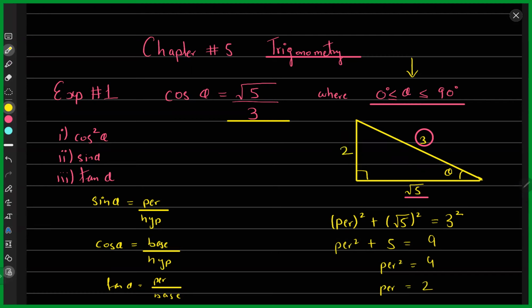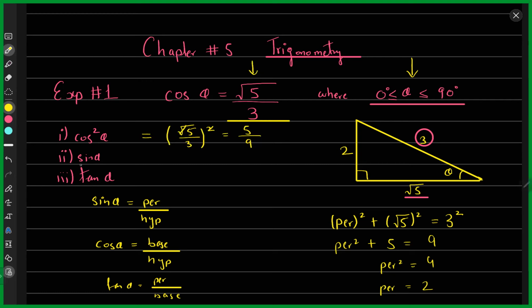Now you can easily solve all these parts. You can find cos square, sine theta, and tan theta. In order to find cos square theta, you're just supposed to square cos theta. So you will do root 5 by 3 whole square, and this square would cancel the root, and the square would apply to the denominator 3, and this would become 5 by 9. They have specifically mentioned that you need to give the exact values, so please do not convert this answer to decimals. 5 by 9 is going to be your answer.